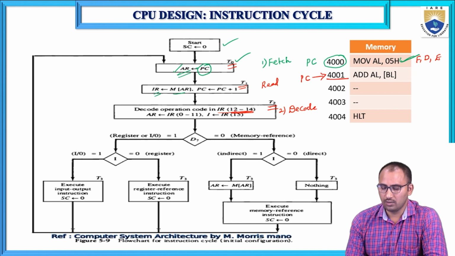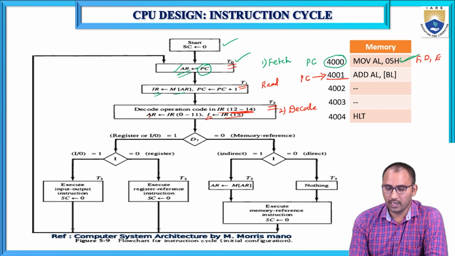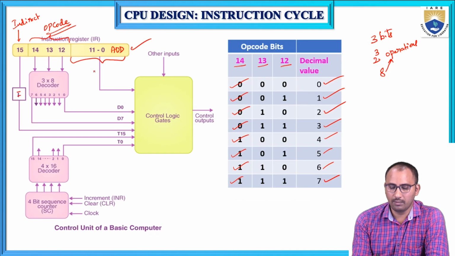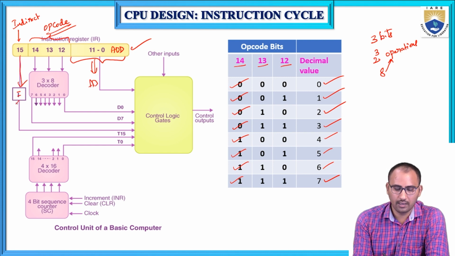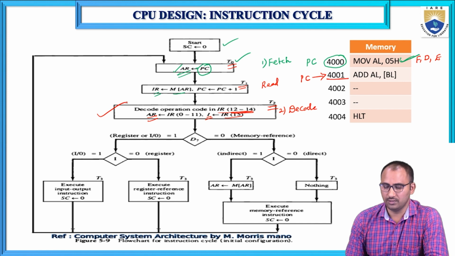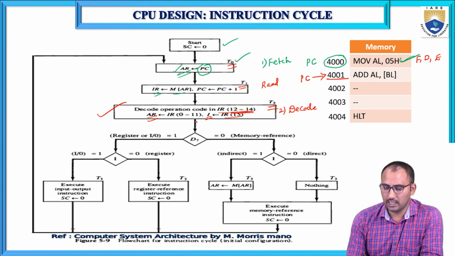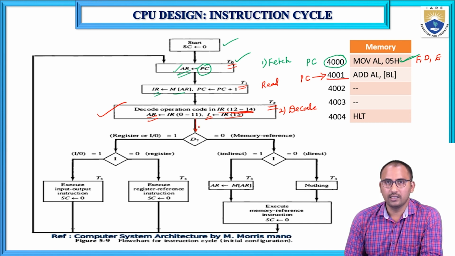The IR bit 15 will be loaded into I, and IR bits 0 to 11 will be loaded into the address register. We have already seen this. Bit 15 is loaded into I, and bits 12, 13, 14 will be decoded. That happens during this decode phase. Once the opcode bits are decoded, we check what type of instruction it is.